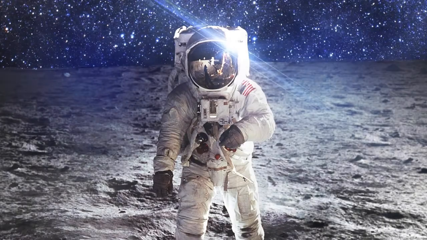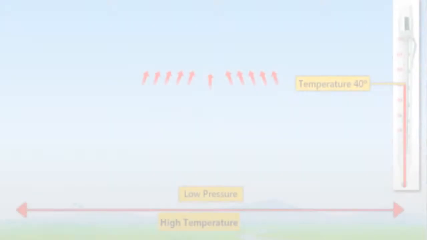Do you know why the astronauts going to the moon have to wear a spacesuit? On the moon, there is no air and hence no air pressure. Thus, the astronauts have to wear special protective spacesuits filled with air while they go to the moon.